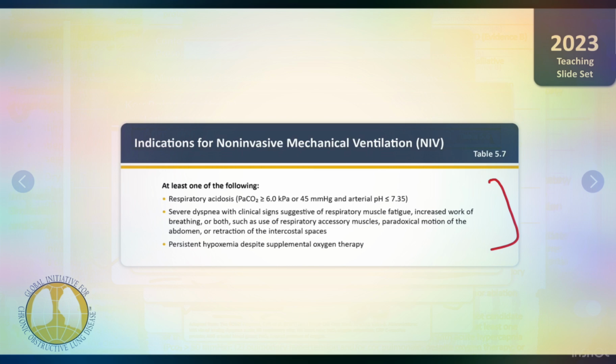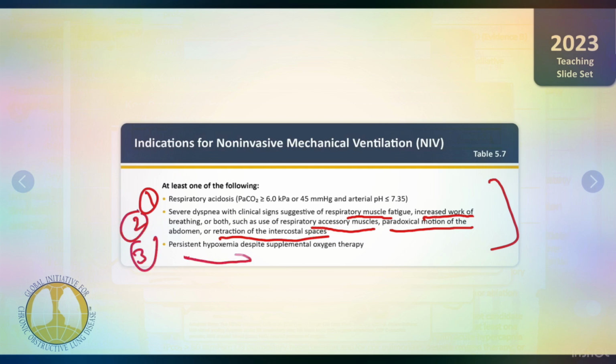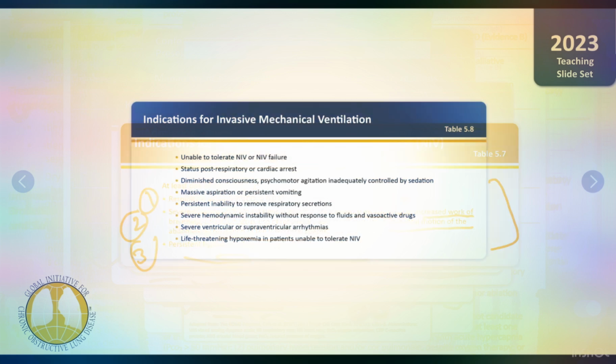So for the indication of NIV, they are telling: if respiratory acidosis is there, like PaCO2 more than 45 mmHg and pH less than 7.35. Severe dyspnea with clinical signs suggestive of respiratory muscle fatigue and increased work of breathing, such as use of respiratory accessory muscles, paradoxical motion of abdomen and retraction of intercostal space. So first thing is respiratory acidosis, second thing is severe dyspnea with the clinical signs, and third is persistent hypoxemia despite supplemental oxygen therapy.